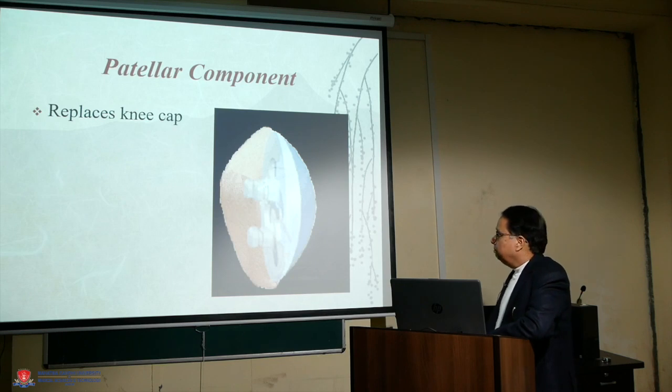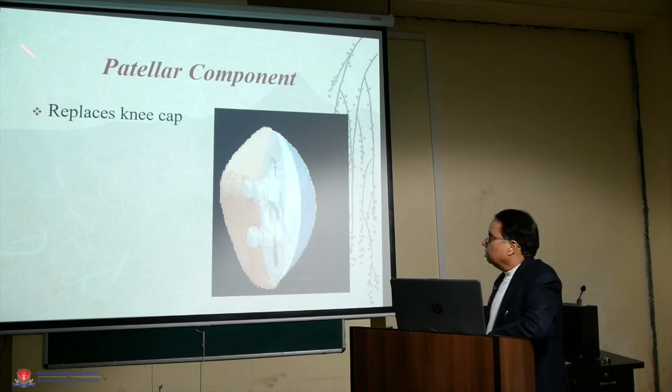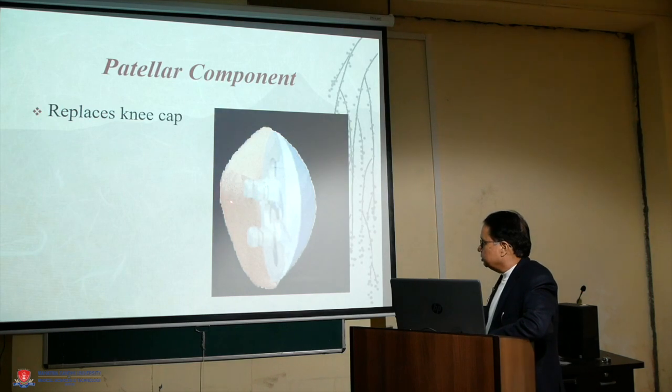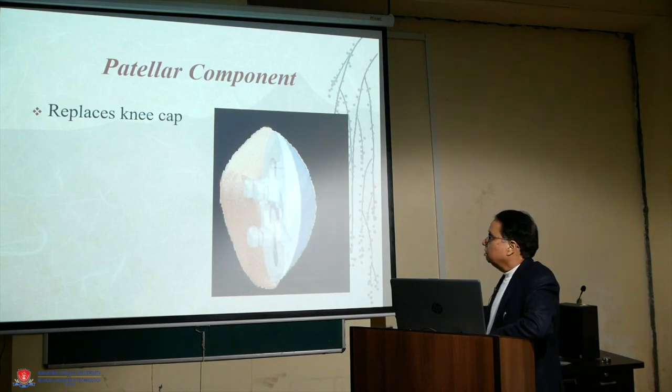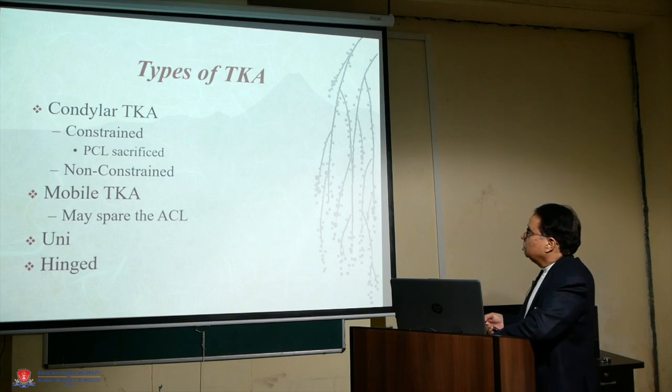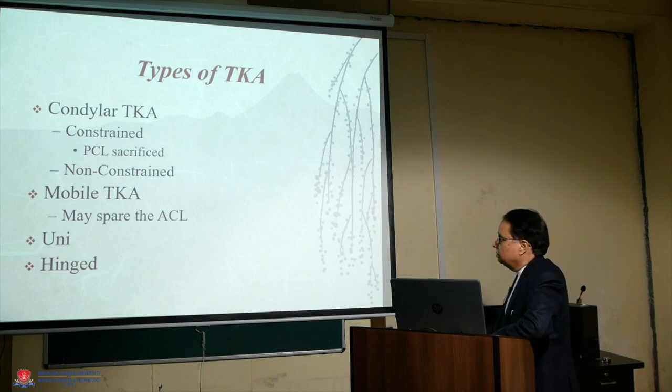and this is the patellar cap which we replace, and this is a plastic patellar cap. These are buttons which fix inside the base of the patella, right? So what are the types of total knee arthroplasty implant? It can be condylar total knee arthroplasty. Then in that we can have a constrained TKR, right?